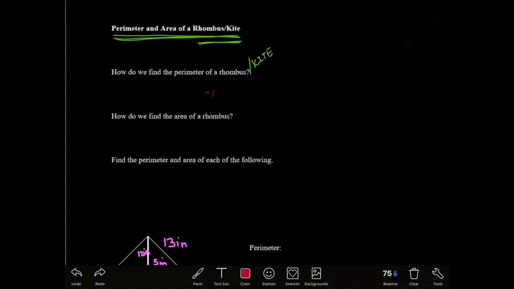What we have to do is add all sides. That's for perimeter. Now let's look at area. So area of a rhombus, and again, this is also for a kite. Make sure you make note of that. Area of a rhombus or kite: area equals D1 times D2, all divided by 2.